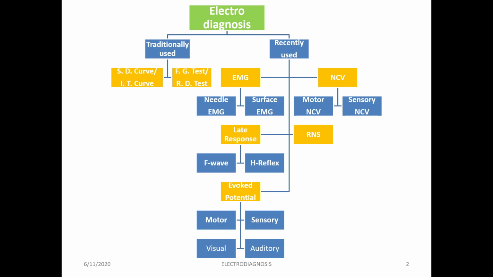And then evoked potentials. Evoked potentials are used for central nervous system dysfunction. They include motor evoked potential, sensory evoked potential, visual as well as auditory. So these all are the tests. Okay, no test you will find outside of this hierarchy.